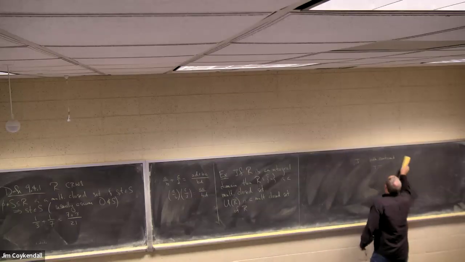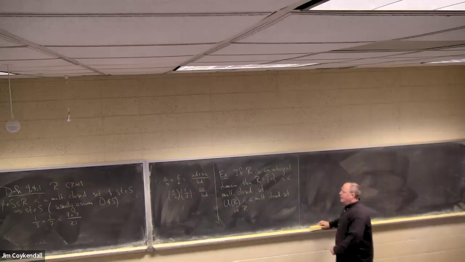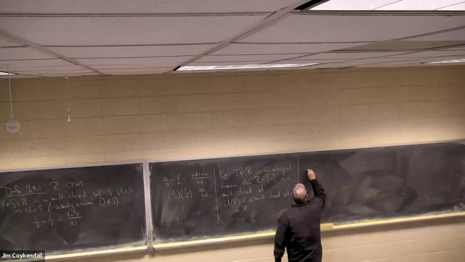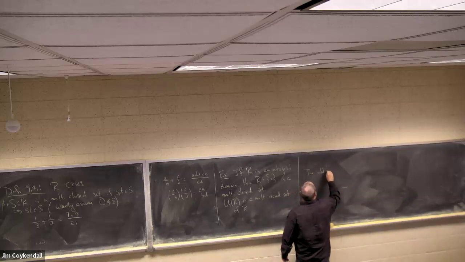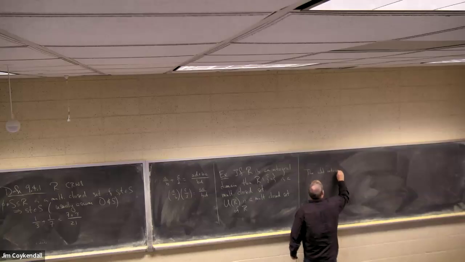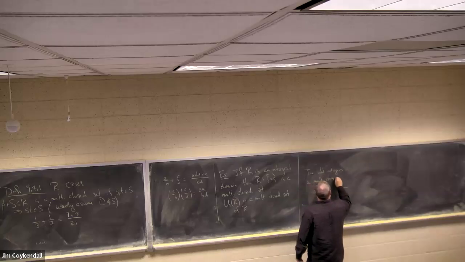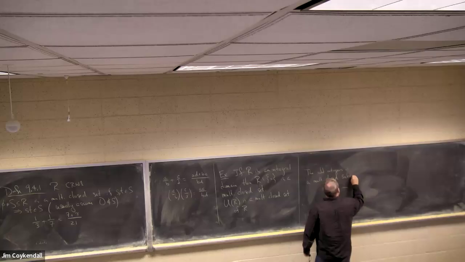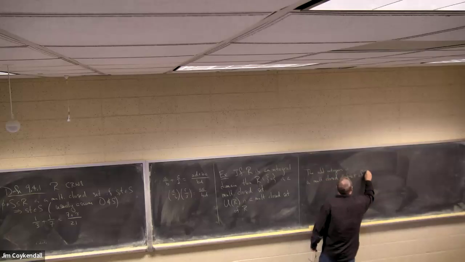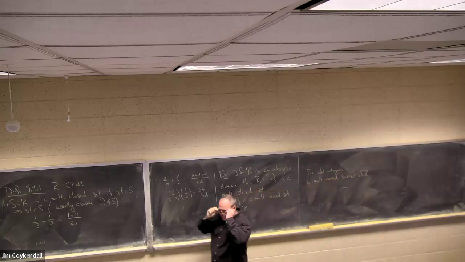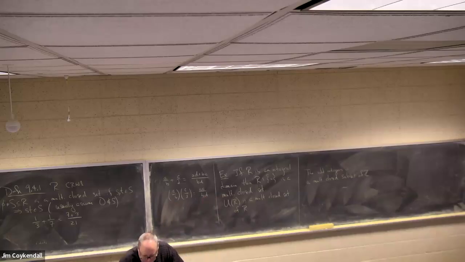Because if you multiply a unit times a unit, you get a unit. Another example is the odd integers is a multiplicative set. So there's just a couple examples.